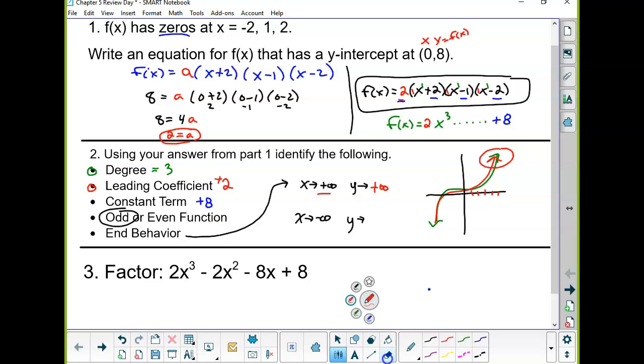And then what happens if I go to the far, far left? So as x gets more and more negative, my graph is pointing down towards negative.